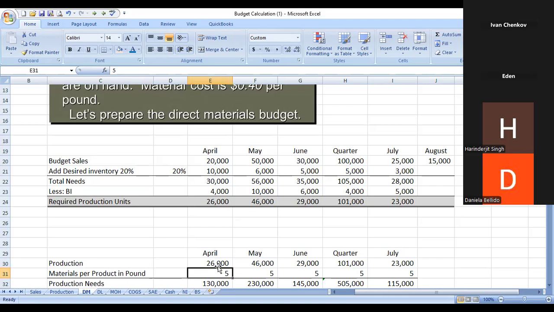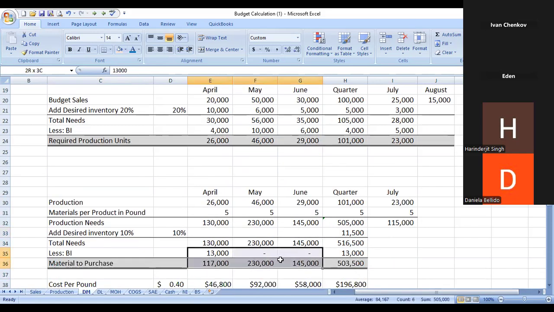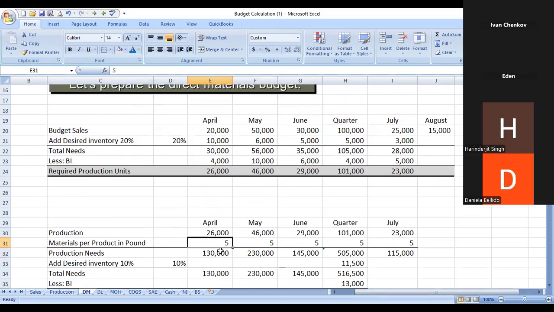And we start with 26 to produce times 5. That's going to give us, let's delete this row. So I want us to come up with these numbers. If I need 5 pounds per 1 unit and I have to produce 26, that's in total 330,000 pounds of material that I need. Next month, 46 times 5 is going to give 230,000 pounds of material I need. In June, I need 145,000 to guarantee my production.